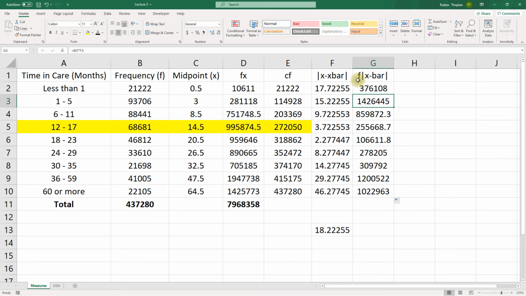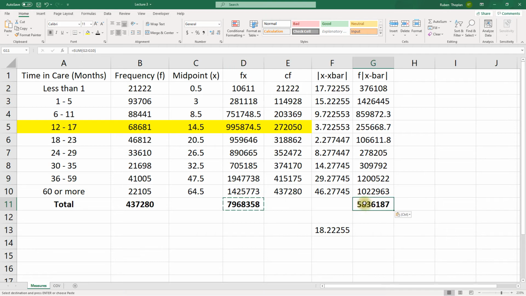Now, note that I have done it in two separate columns. This is for the purpose of explanation. If you have understood the concept, I would suggest that you skip this one and do it directly for this one. So just do only one column: when you get the 17.72, multiply it by the frequency directly and put the value here. This will avoid you wasting much time in the exam, all right? So this is a suggestion to you, just to do it in one column, but I'm doing it for the purpose of explanation for you to understand.